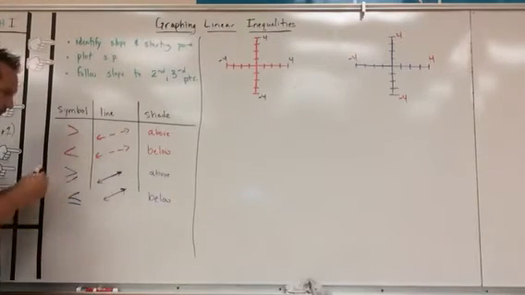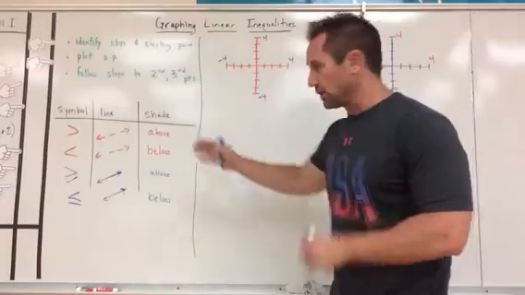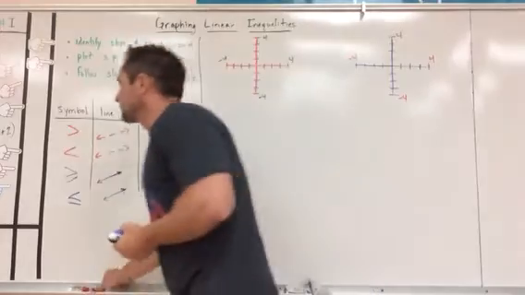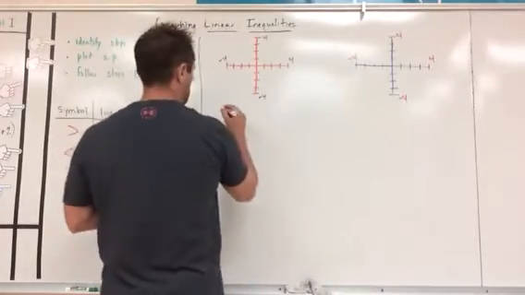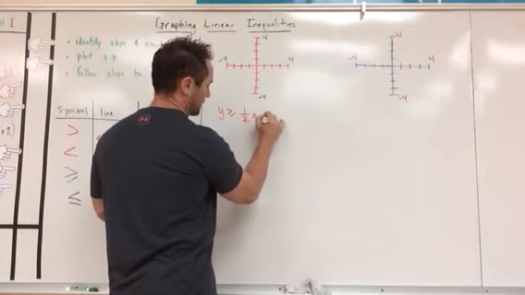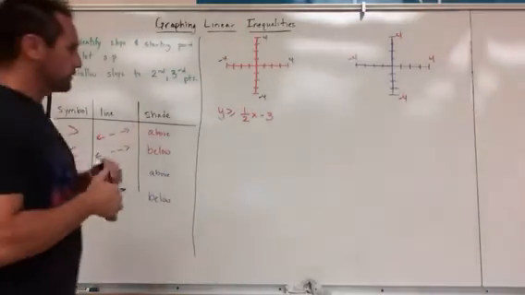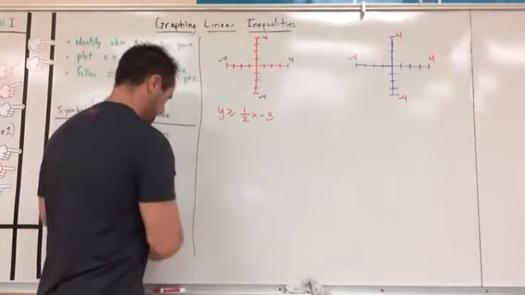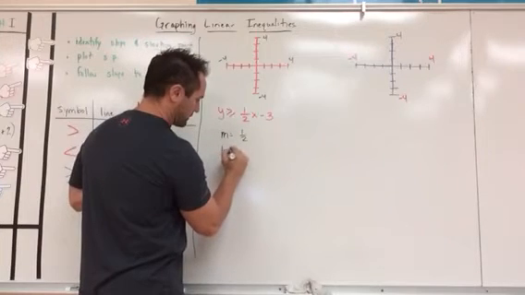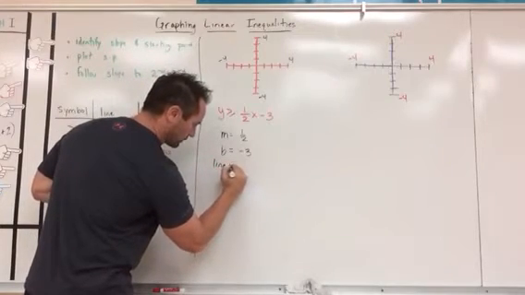So let's get to it. Let's show you a couple of examples that'll help you see what I'm talking about with this chart. Okay? So the first example that we're going to do is y is greater than or equal to 1/2 x minus 3. The first thing that we're going to do is identify my slope, my y-intercept, and I want to know what kind of a line I'm going to be drawing.